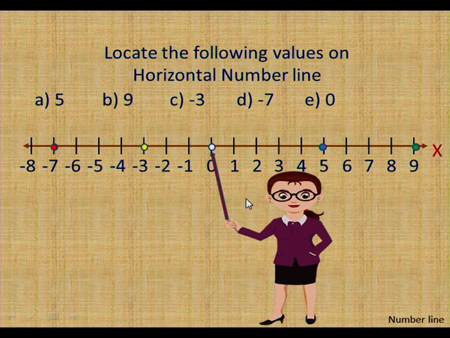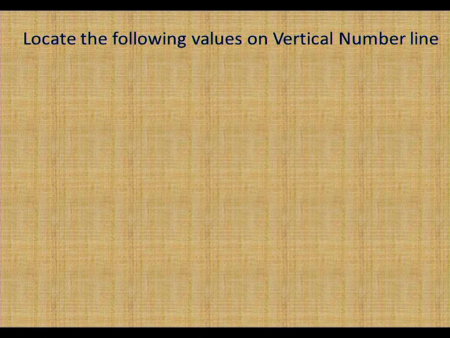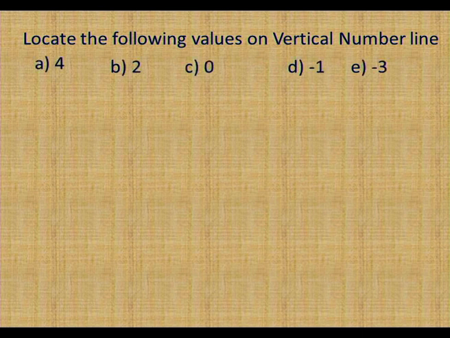Now, can we locate the numbers only on the horizontal line? Is it possible to show it on the vertical line? So, let us go for that also. Please see. Locate the following values on the vertical number line: 4, 2, 0, -1, -3.